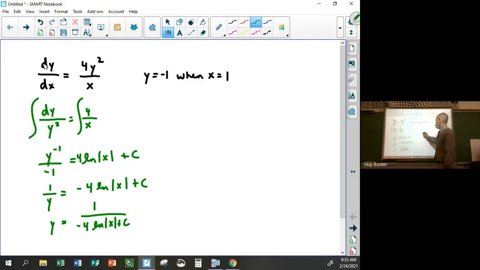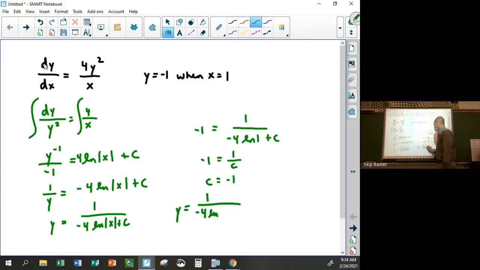If you substitute in y equals -1 and x equals 1, you get -1 equals 1 over -4 ln 1 plus c. Ln 1 is 0. You get -1 equals 1 over c, rather. So c is -1. So now you have y equals 1 over -4 ln x minus 1. Now just substitute e in to find the value of y. So y at e would be 1 over -4 minus 1. -1/5 is the answer.